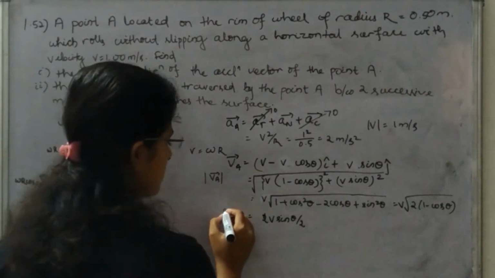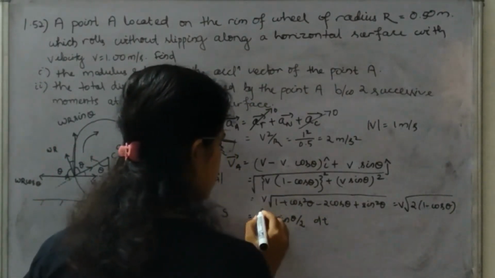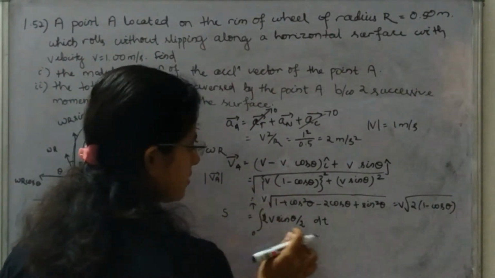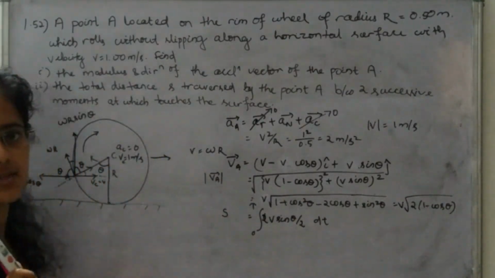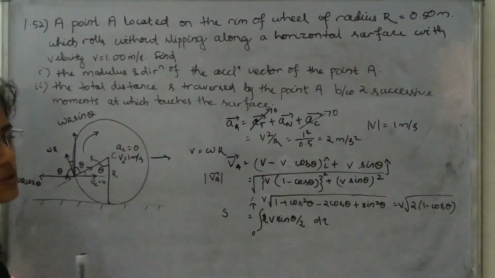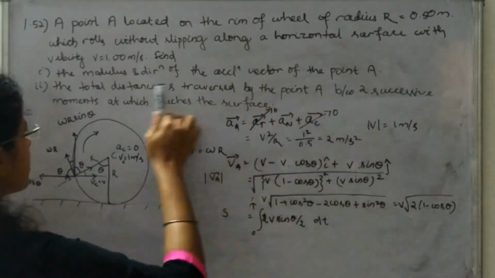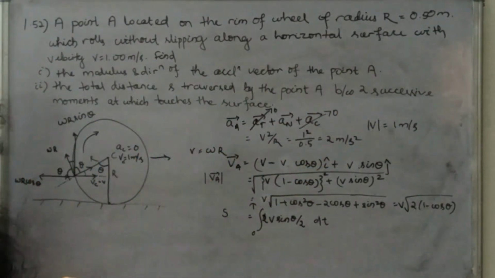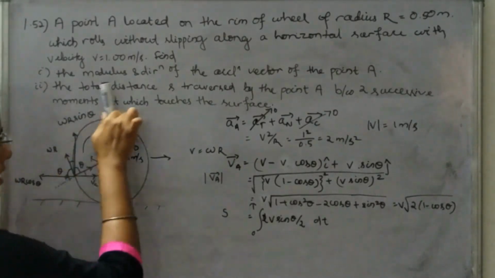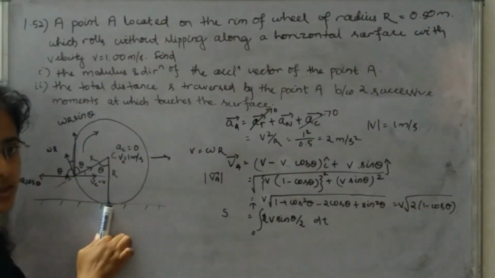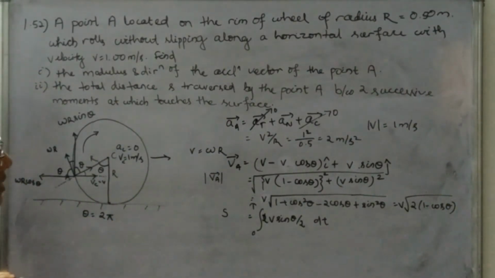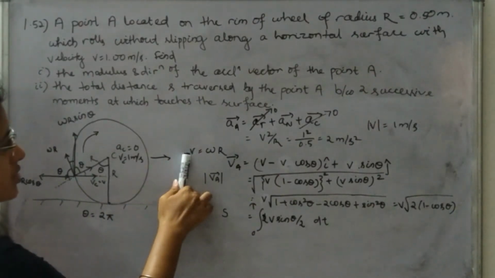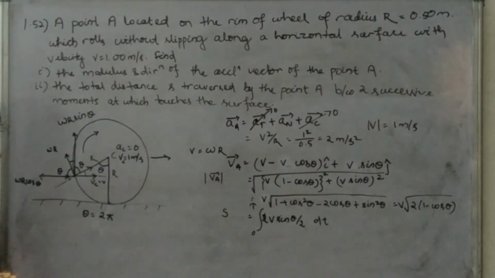Okay, so S is how much? Integration of this value with dt from 0 to T. We have taken here capital T to mean that in time T it has covered one full rotation, because we have to derive between two successive moments at which it touches the surface. That means after touching the surface it has to again come back to this position. That means theta is equal to how much here? 2 pi. As it is purely rolling motion, V is constant, R is constant, that means omega is also constant. It is moving with constant angular velocity also.